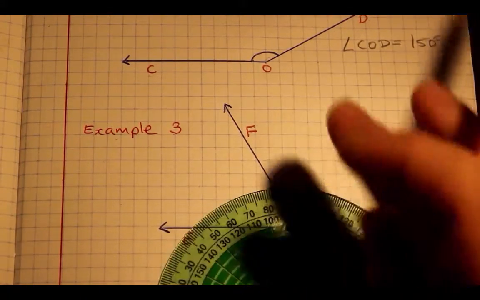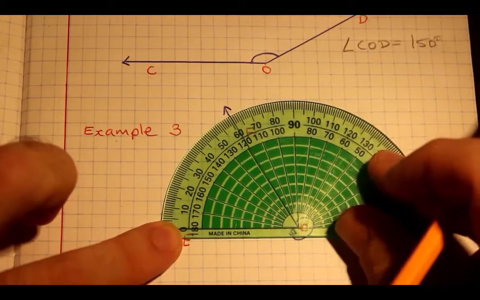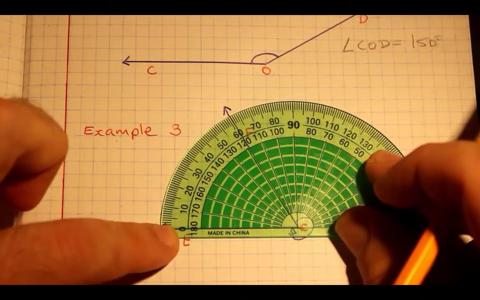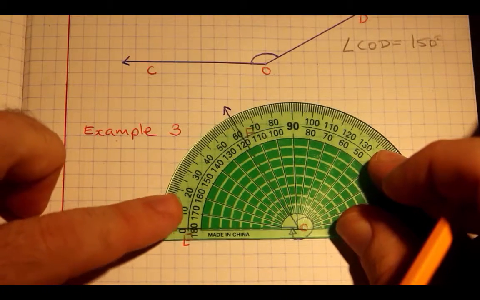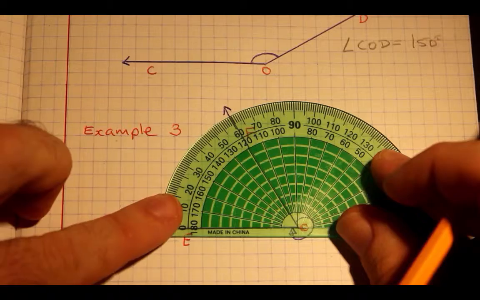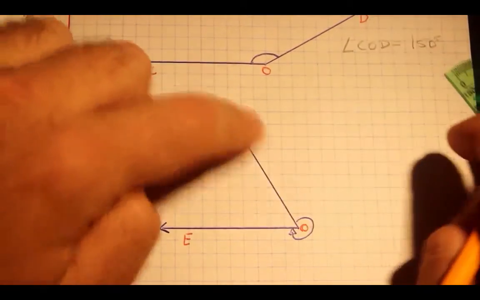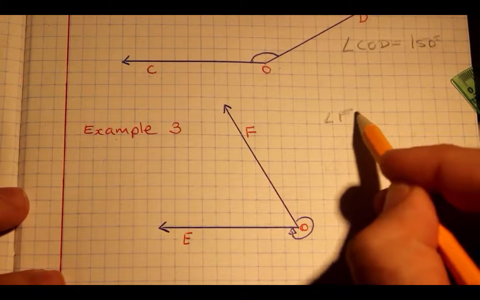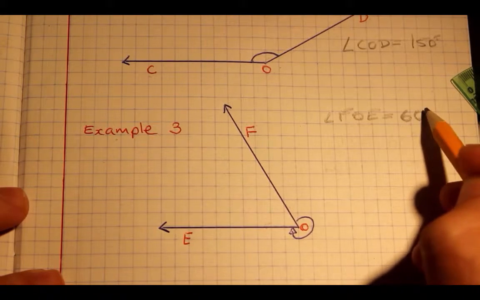I get my protractor and I line up at the vertex, the center of my protractor down here, making sure that this baseline goes along my line up to the 0 and the 180. Measuring my angle, I note that it's almost exactly, if I look at it here, it goes up to exactly 60 degrees. So this angle here, angle FOE, not the reflex angle, but angle FOE is 60 degrees.